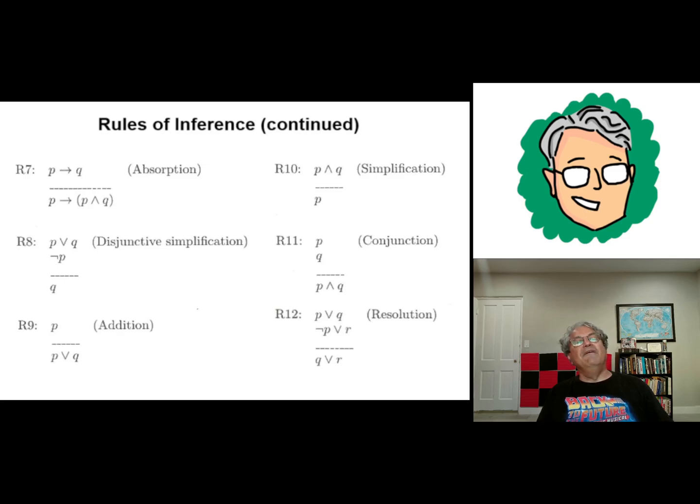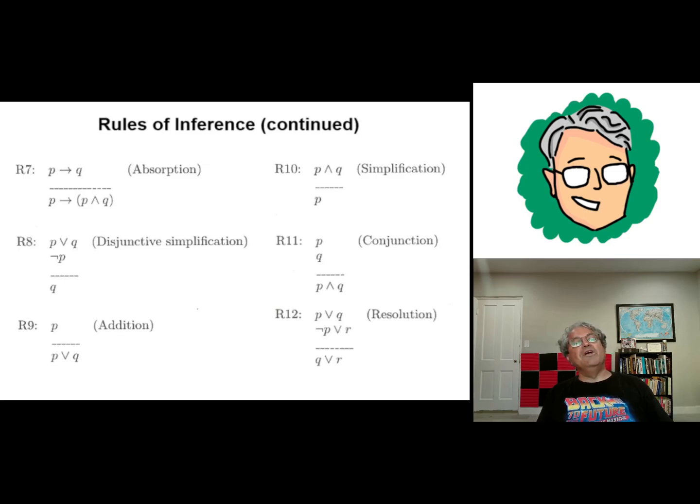Rule 11. This is called conjunction. So we just start with two premises, both P and Q, and we conclude that P and Q. Well, that's pretty obvious. Remember, we're assuming that P is true, and then we're assuming Q is true. So it obviously follows that they're both true. That's what P and Q means.